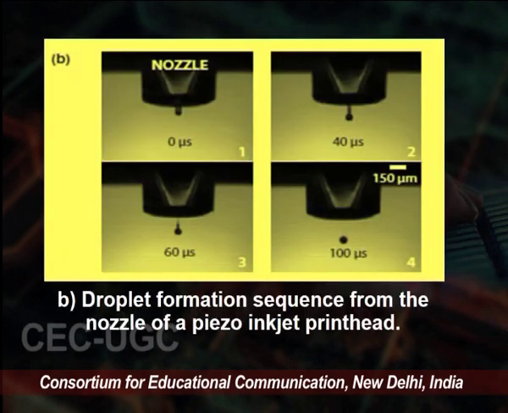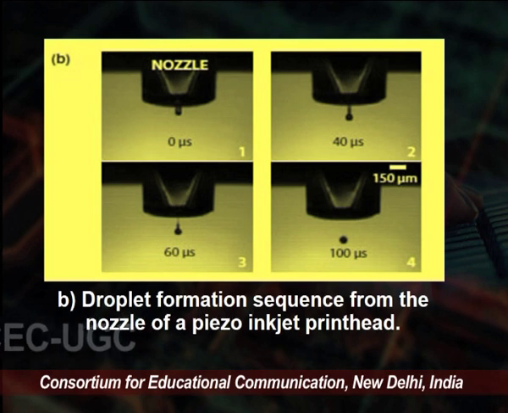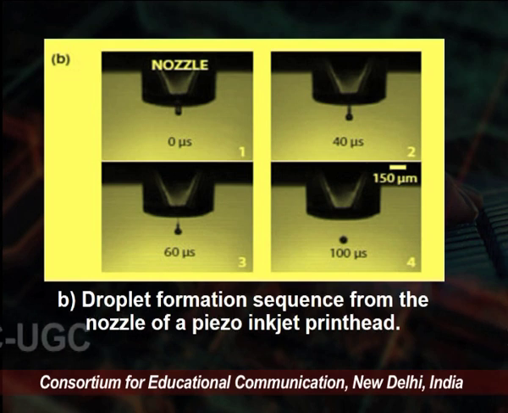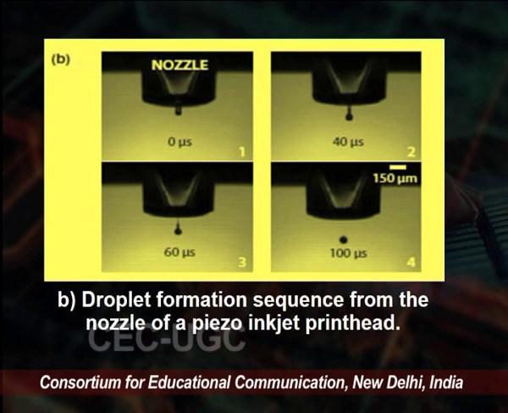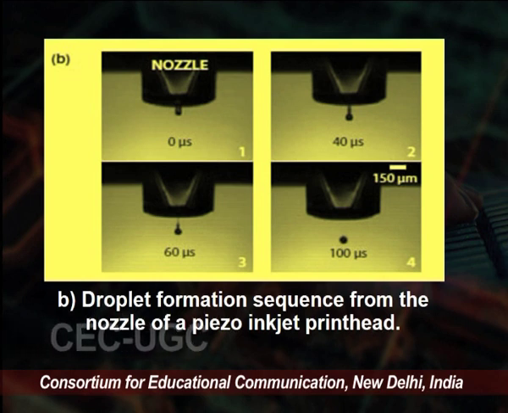You see these are the nozzles, and on the basis of the force applied, they give the droplet. You see it at 0 microsecond, 40 microsecond, 60 microsecond and 100 microsecond. The droplet will leave the nozzle and draw the picture on the substrate. So this is the droplet formation sequence from the nozzle of a piezo inkjet print head, and this is the process of how the droplet comes out from the nozzle.